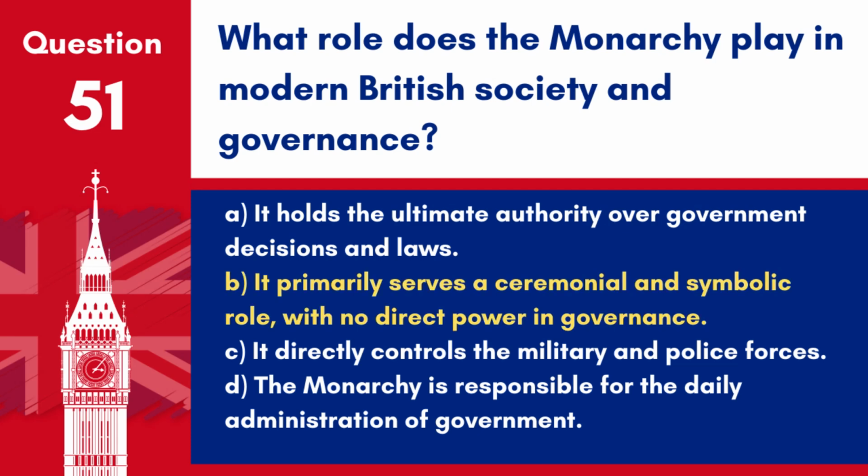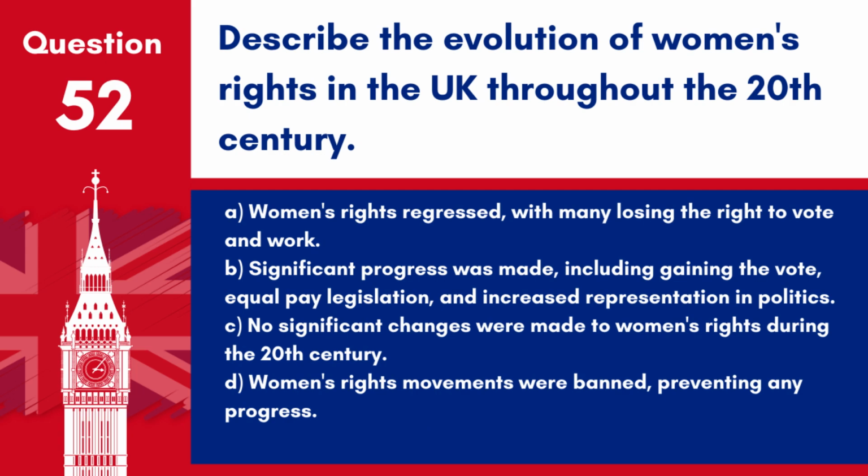Answer. B. It primarily serves a ceremonial and symbolic role, with no direct power in governance. The British monarchy today is largely symbolic, with the sovereign's duties mostly ceremonial, and political power rests with Parliament and elected officials.